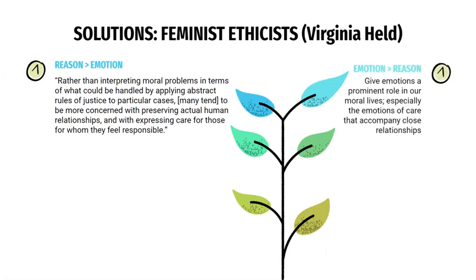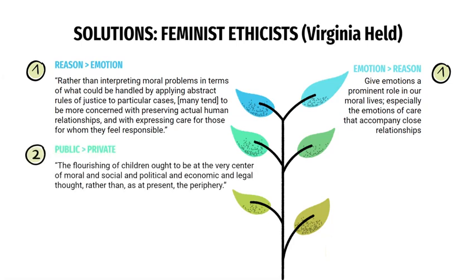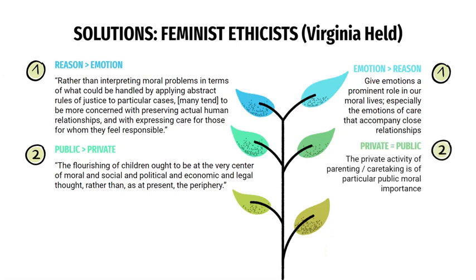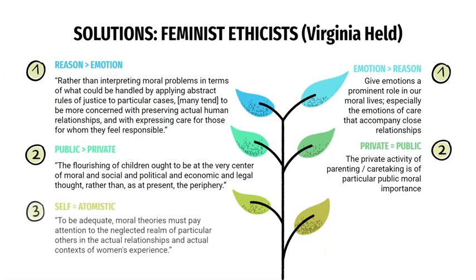So give emotions a more prominent role in our moral lives, especially the emotions of care that accompany close relationships. Also, we need to reimagine this public-private distinction. The flourishing of children ought to be at the very center of moral, social, political, economic, and legal thought, rather than, as at present, the periphery. So change this distinction. The private activity of parenting and caretaking is not inferior. It's of particular public moral importance.